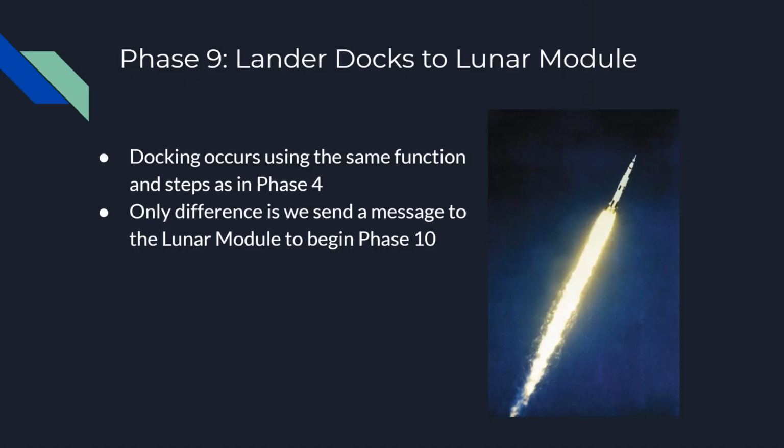All right, now that we've got the two ships close together, we can begin phase 9, which is the lander docking to the lunar module. In this case, the only difference from before is that now the lunar module gets a message from the lander to align itself and cut down on some of the work that the lander has to do. Then it uses the same exact script as before to do the docking, and then we can begin the next phase, which is phase 10 through 12.